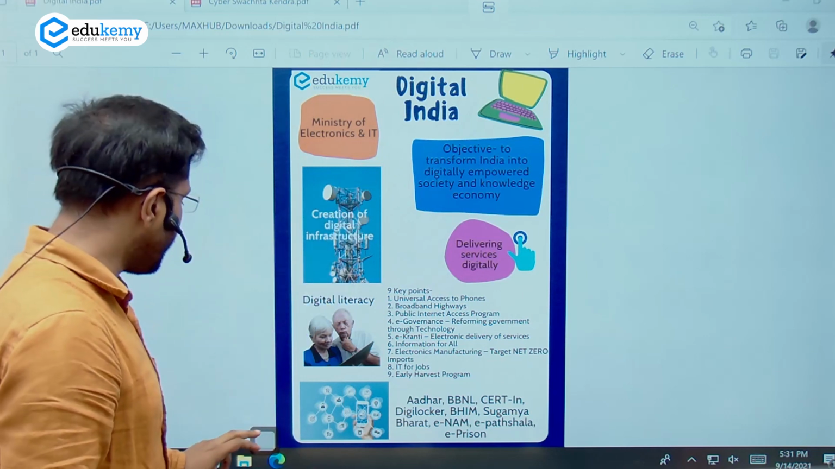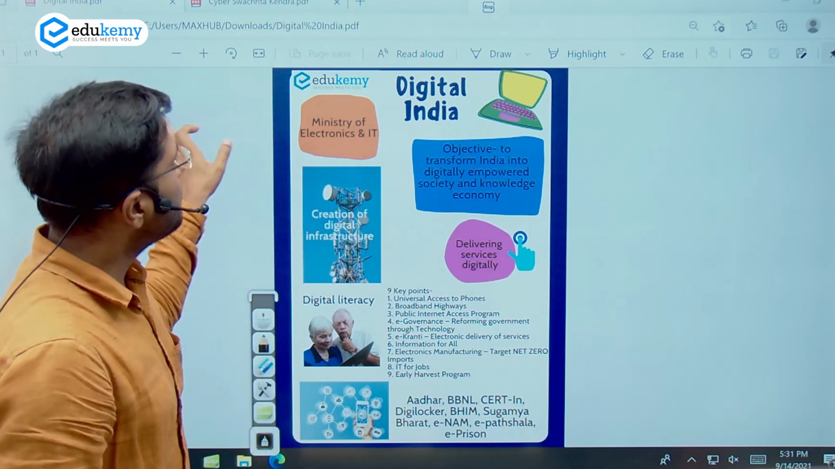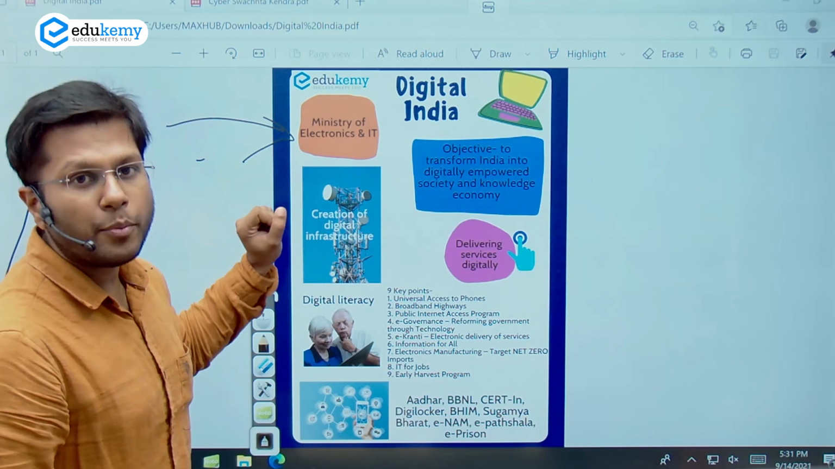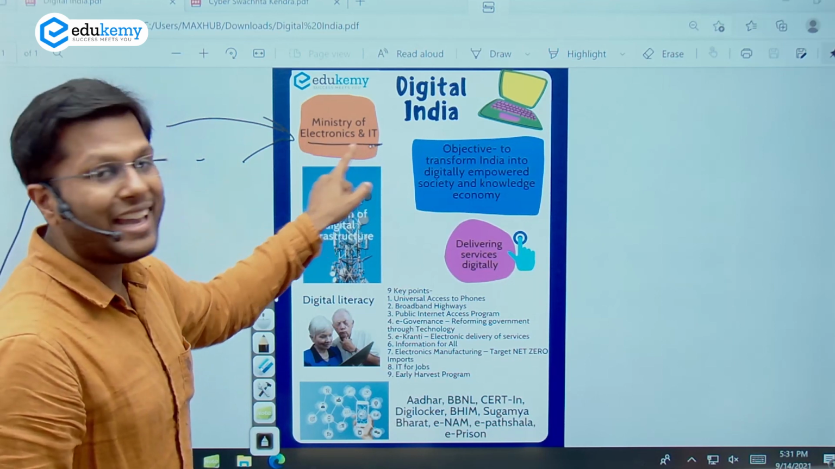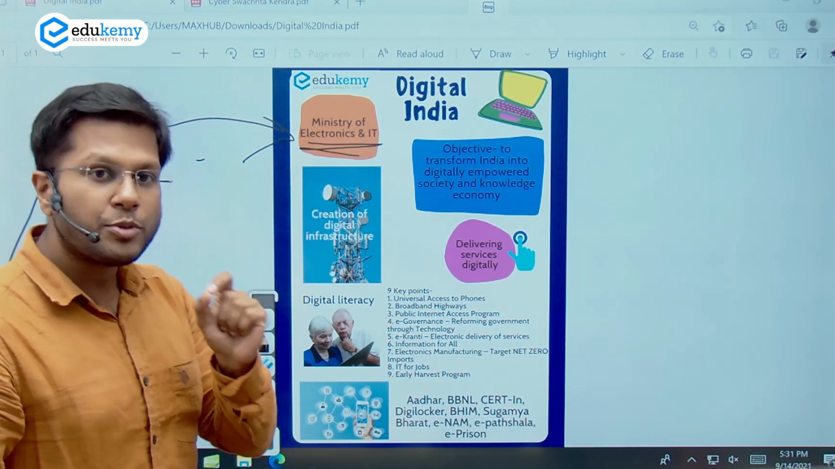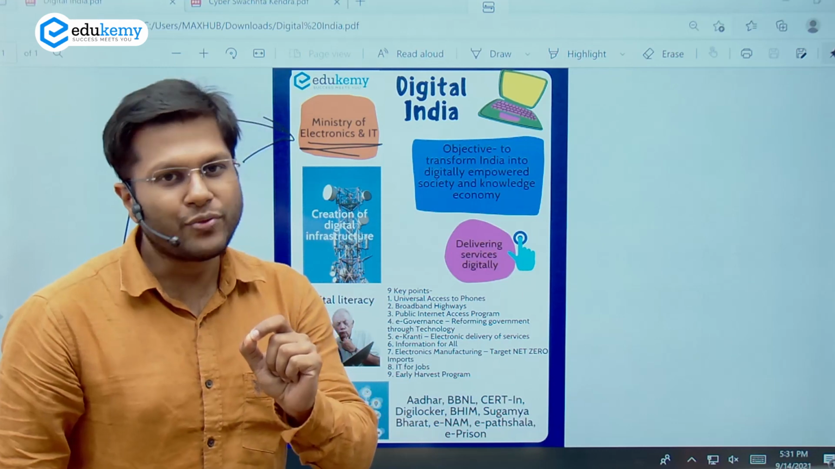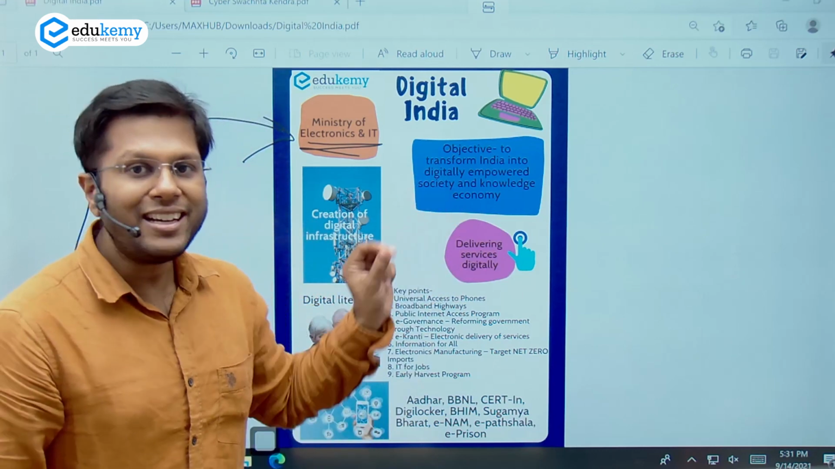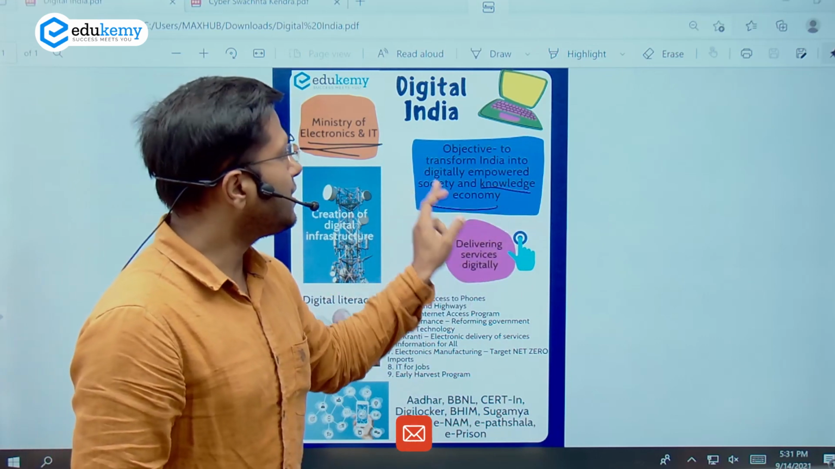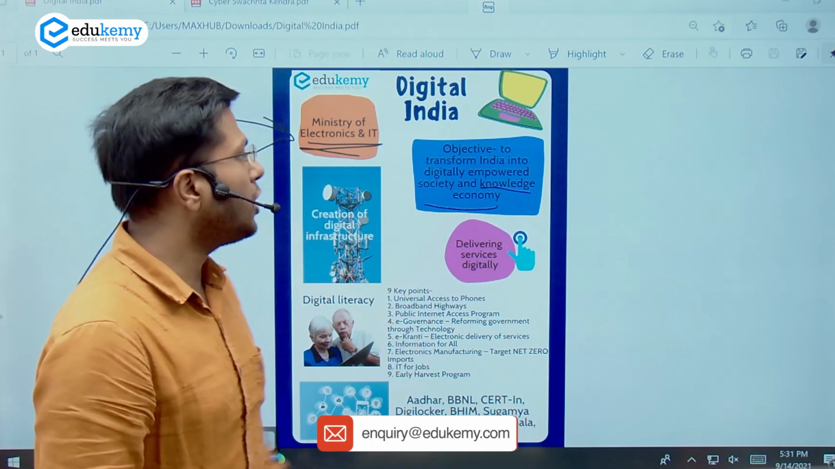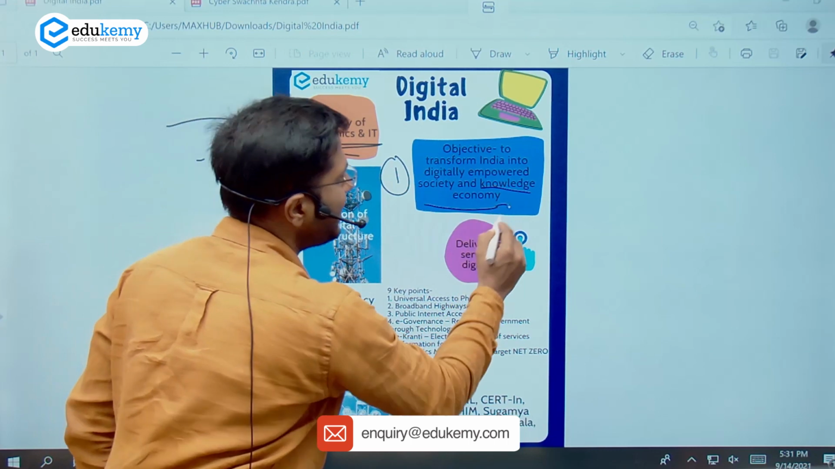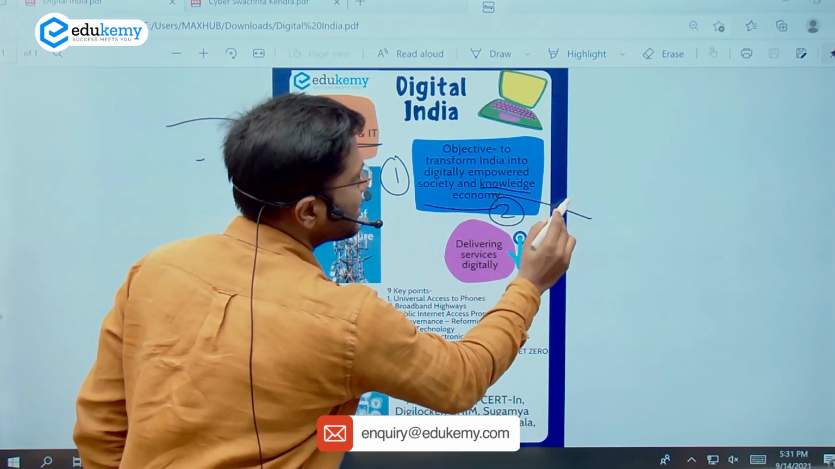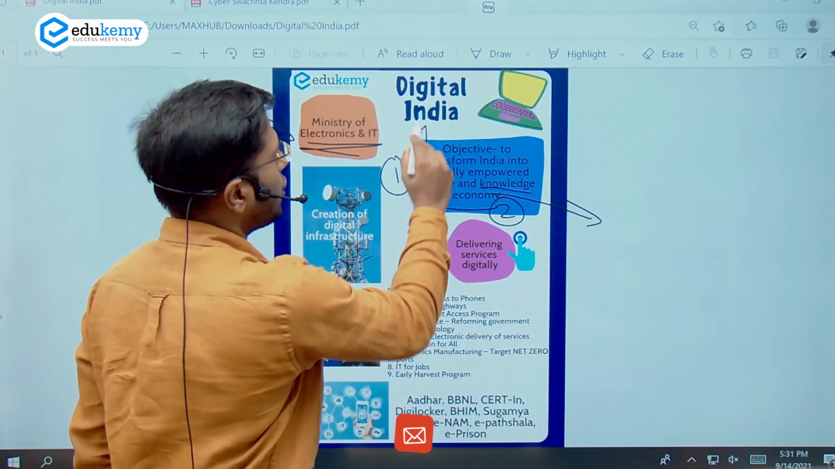First of all, this scheme was released 6 years back by Ministry of Electronics and Information Technology. Information Technology and Electronics, right? What is the objective of the scheme? The objective of the scheme is very simple: to transform India into digitally empowered society and knowledge economy. So two-faceted, talking about society and economy both. So economy is like development and society is like progress of people, right?